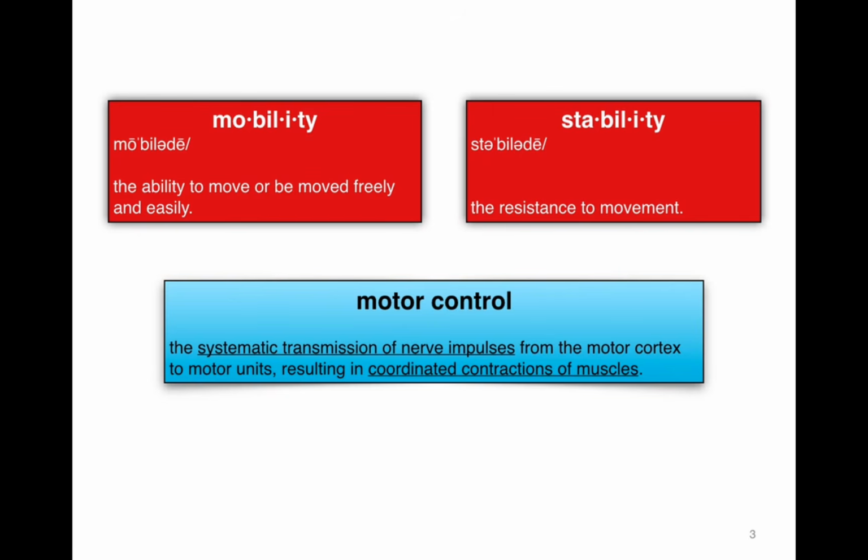So if something doesn't move, it's stable, correct? So a lack of mobility is too much stability. But you'll have too much stability in one place because you don't have enough stability in another, or what we call a motor control or a pattern. So stability is actually the resistance to movement, preventing movement.